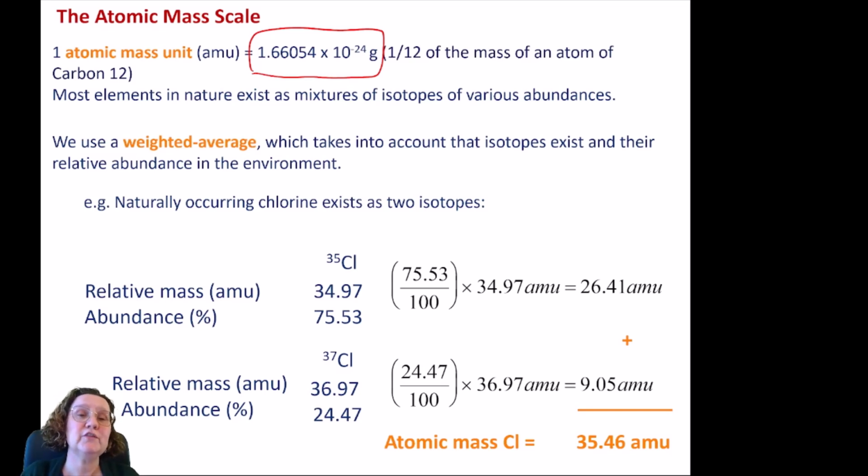Well, the answer is we use a weighted average, which takes into account the naturally occurring isotopes for that element and their relative abundance. So, for example, chlorine has 2 naturally occurring isotopes, chlorine 35 and chlorine 37, with different abundances. Chlorine 35 is around 75% of a sample, and chlorine 37 is approximately 25%. So we use those percentages and the masses of those 2 isotopes to work out a weighted average for the atomic mass of an atom of chlorine, which turns out to be 35.46. And that's what we put in the periodic table.